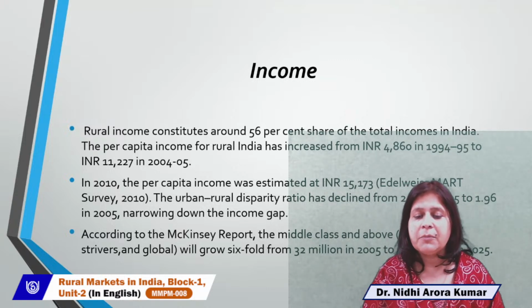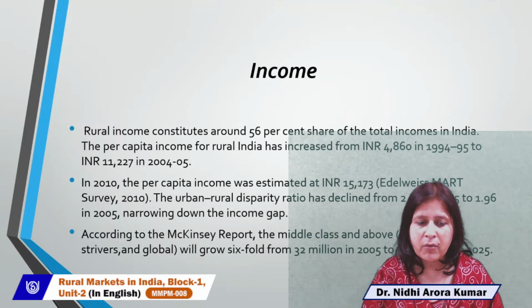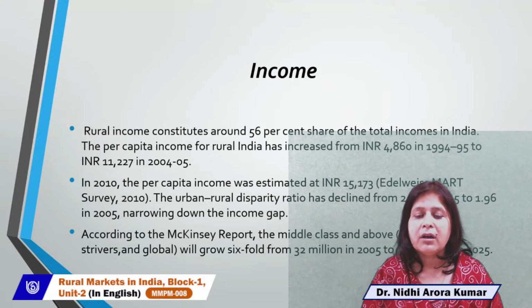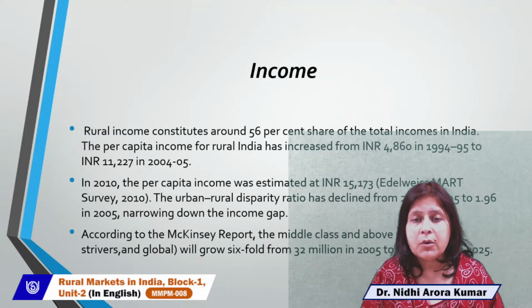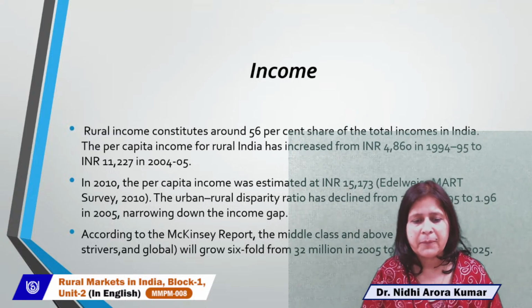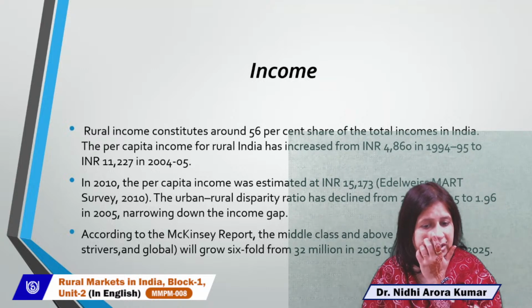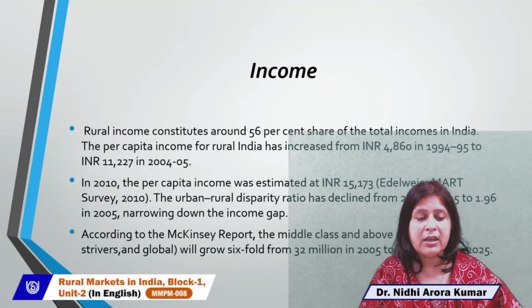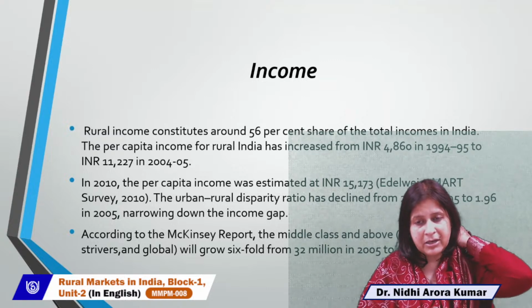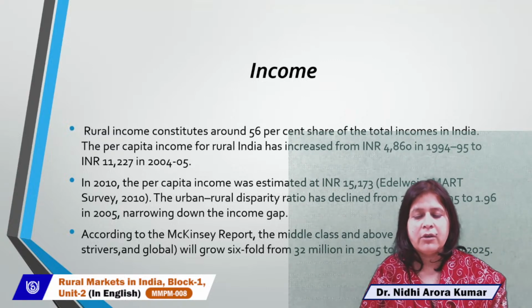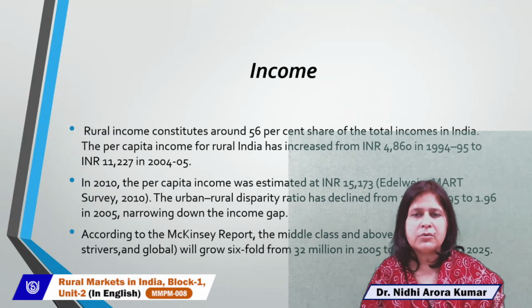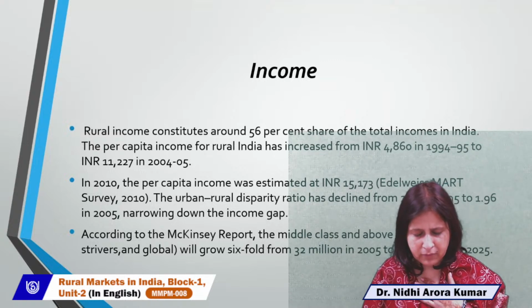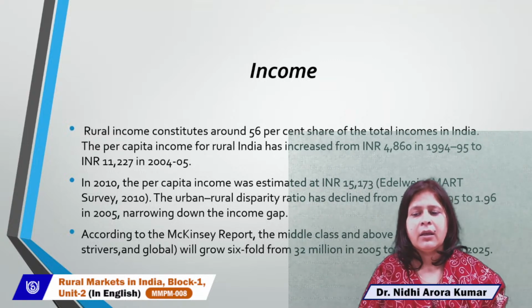According to the McKinsey report, the middle class and above will grow sixfold from 32 million in 2005 to 208 million in 2025. So the McKinsey report states that there will be a sixfold increase of the middle class, right? The middle class and above will grow sixfold from 32 million to 208 million, from 2005 to 2025, respectively, right?